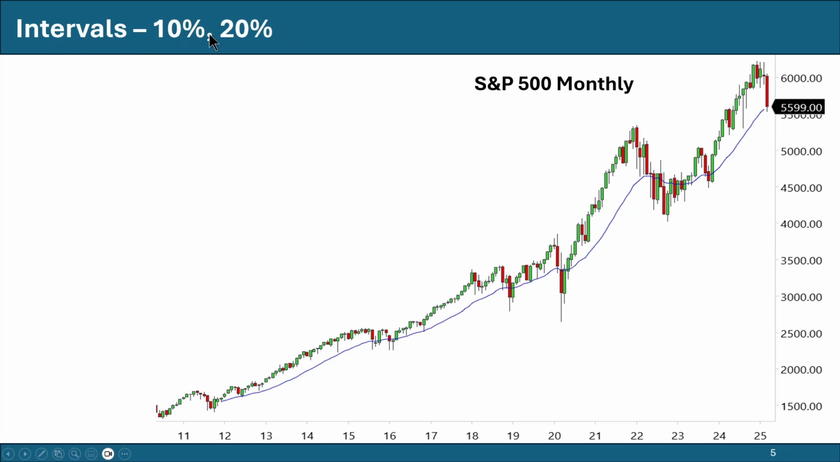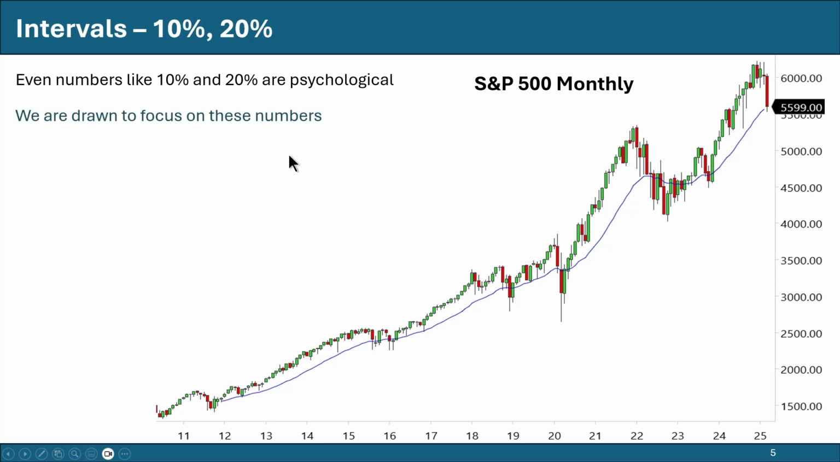So I was talking about these intervals, 10%, 20%. These are even numbers that are just important because they're psychological. 10%, 20%, they're big, even numbers that people just gravitate towards. If you look at your fingers, you have 10. So people just pay attention to these big, even numbers like this.